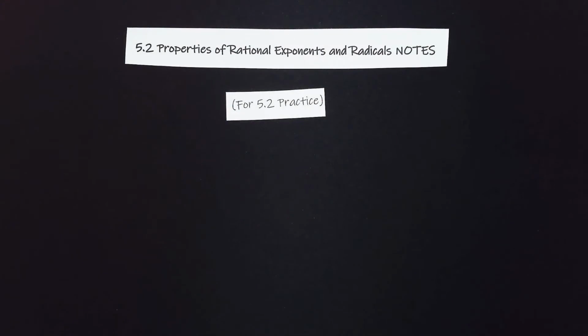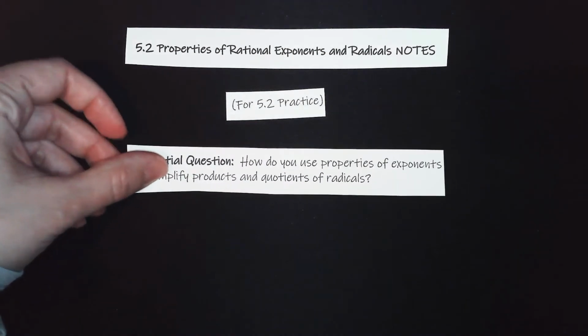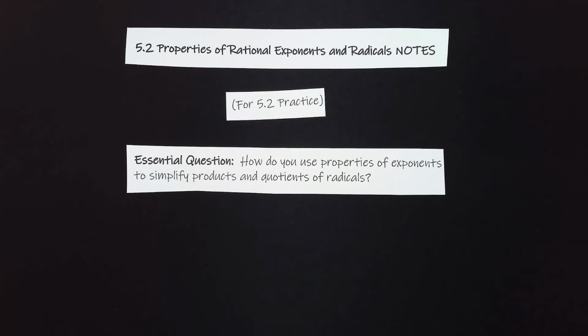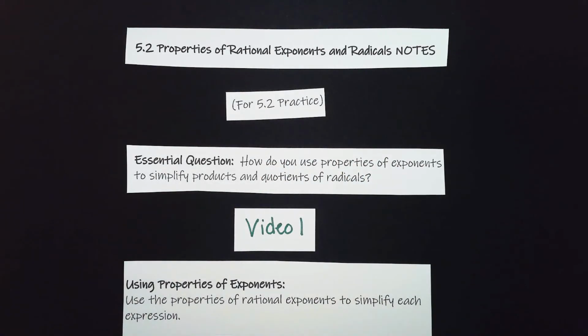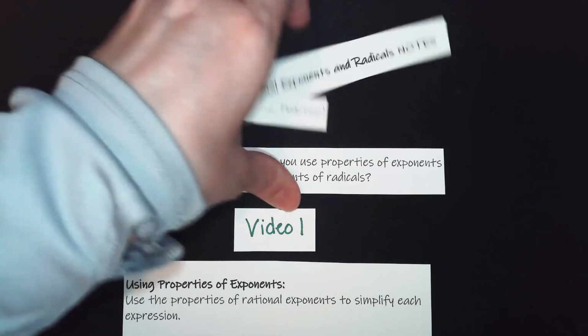Alright, this is the first video for 5.2, the properties of rational exponents and radicals. These are the notes, and they help you with 5.2 practice for big ideas. The essential question for all of 5.2 is how to use properties of exponents to simplify products and quotients of radicals. So in video 1 here, we are going to be using the properties of exponents to simplify each expression.